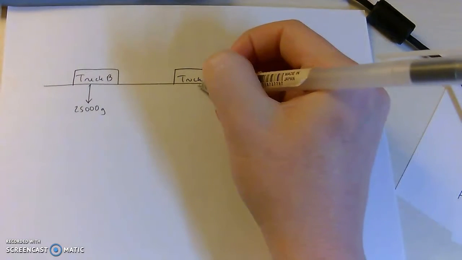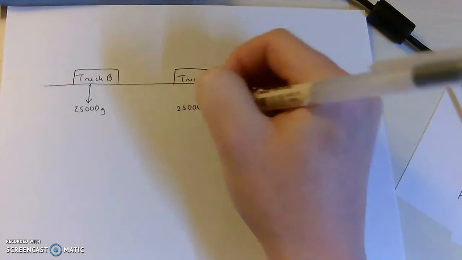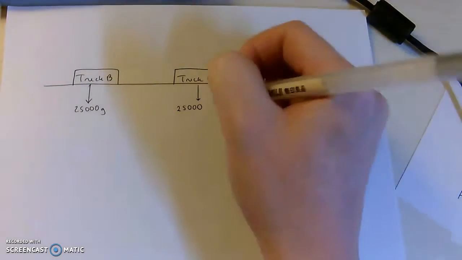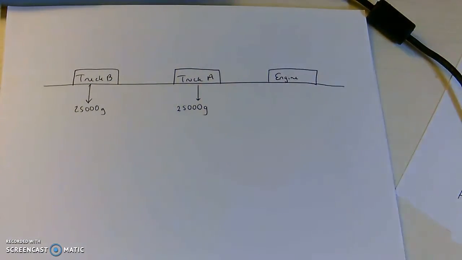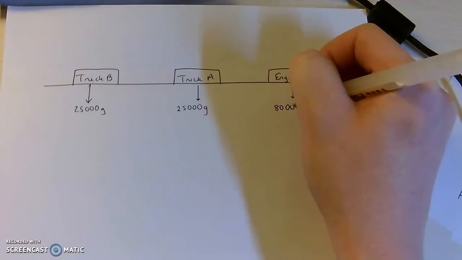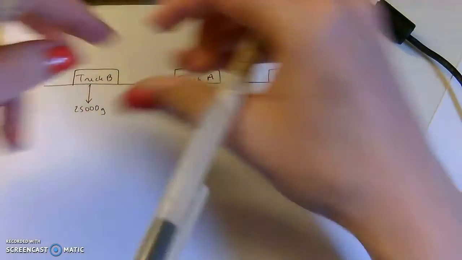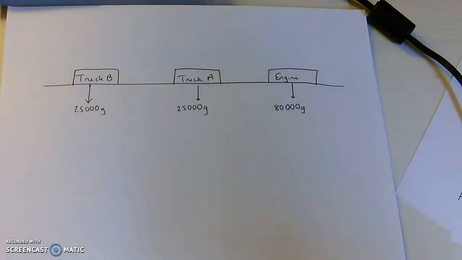So I want to consider the weights. Now all the trucks are 25 tons. This one's also going to be 25,000 as a mass, because you work in kilograms times g for the gravitation or force. And the engine was 80 tons, so I get 80,000 times gravity.